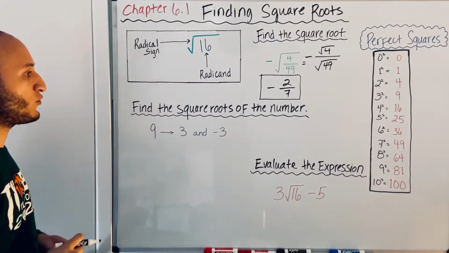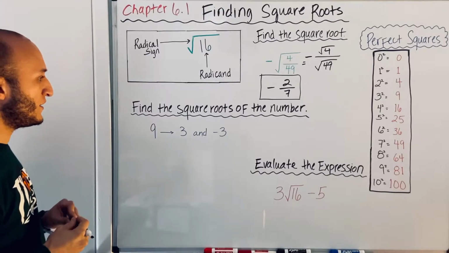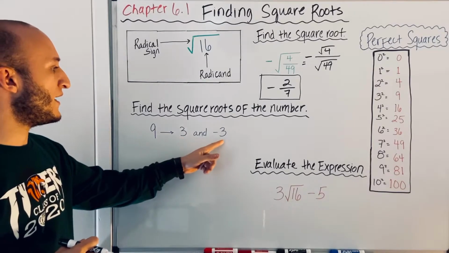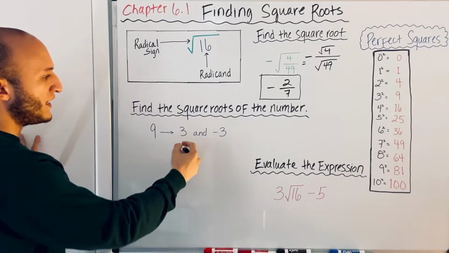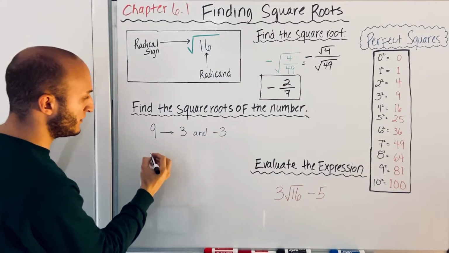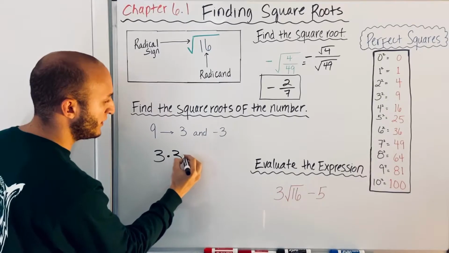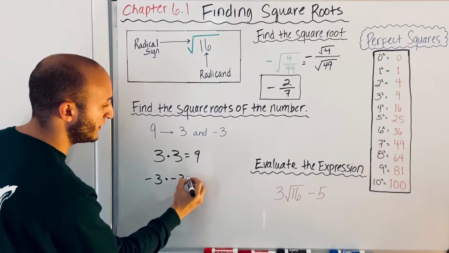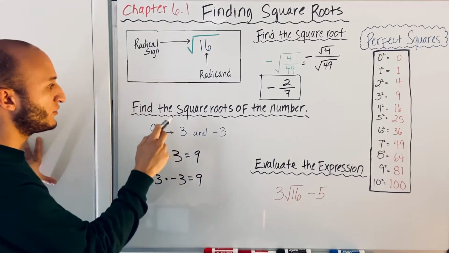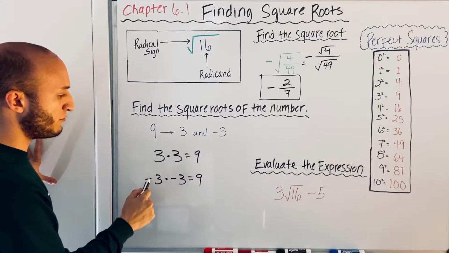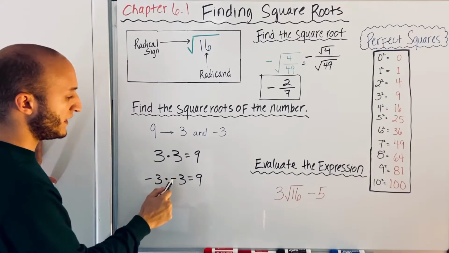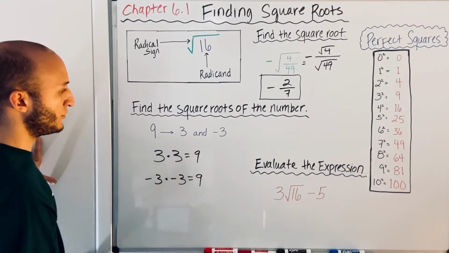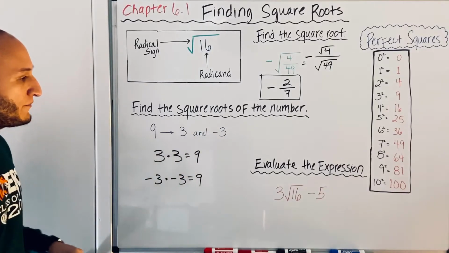Now here it says find the square roots of the number. Okay, so if my number is 9, my square roots would be 3 and negative 3. Now, why 3 and negative 3? Because 3 times 3 equals 9, and negative 3 times a negative 3 equals 9. Remember, I'm taking the square root, so it's got to be the same number multiplied by itself. A negative and a negative make a positive, so both of these give you the same solution. So it would be 3 and negative 3.